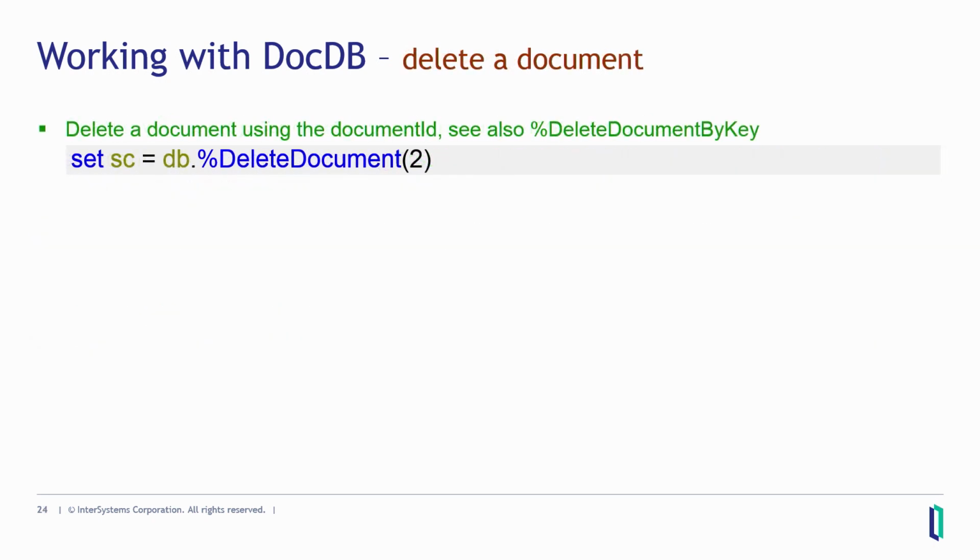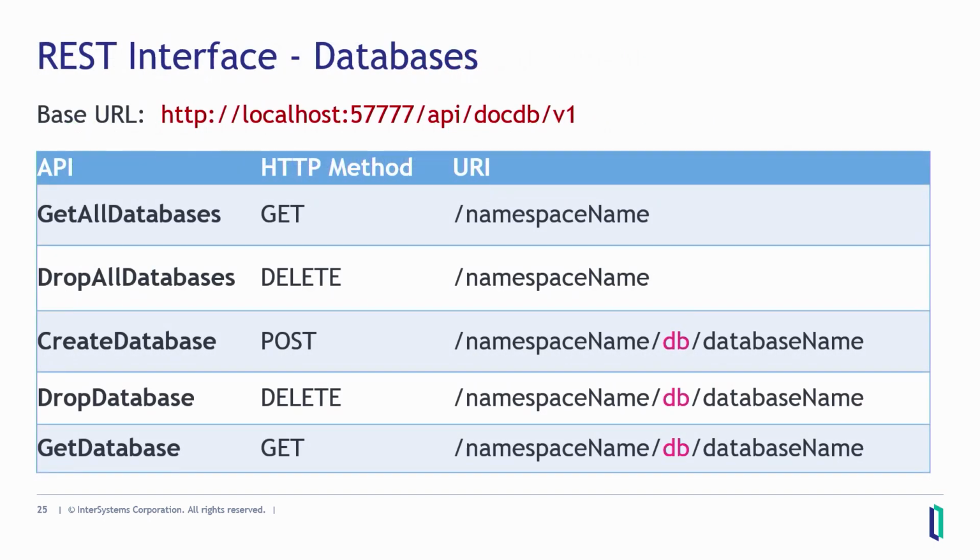And just managing the documents in the store, you have the %delete document method, pass in the ID number of the document you want to get rid of. So that's the server-side API.